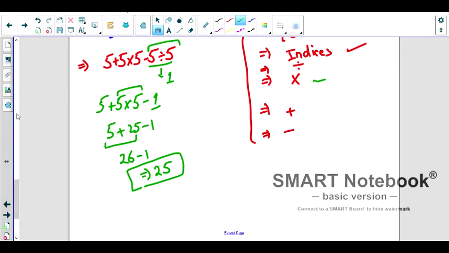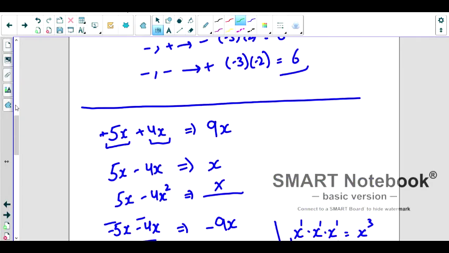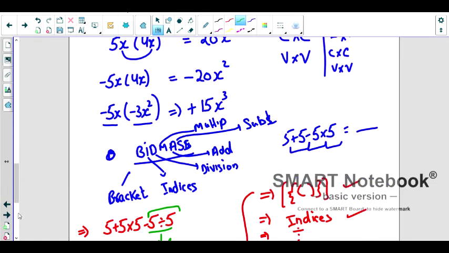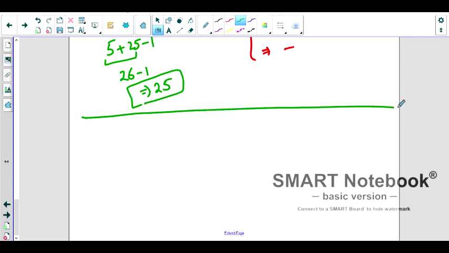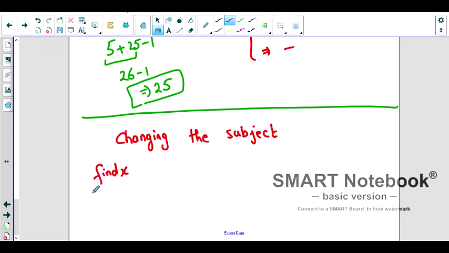Okay, if it is clear, we can move forward and see the next thing, which is a very important thing in algebra. It's called changing the subject. How can we change the subject, or what is the meaning of subject? If the question says find x, you want to find the value of x, it means you want to make x your subject.